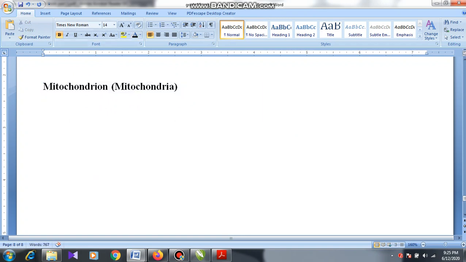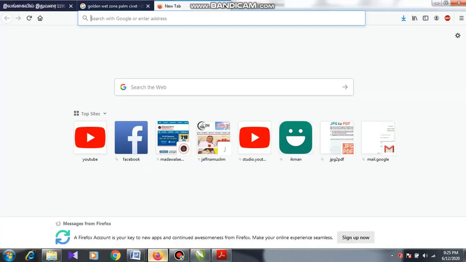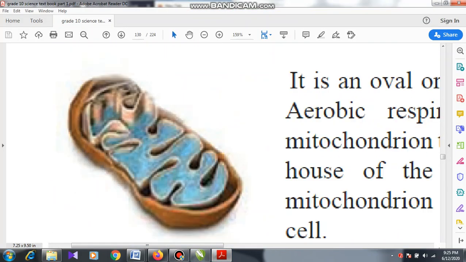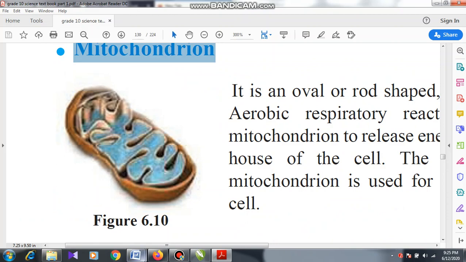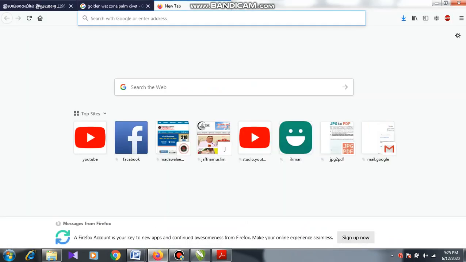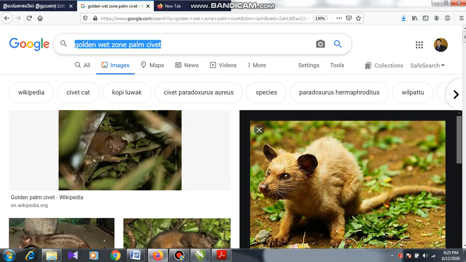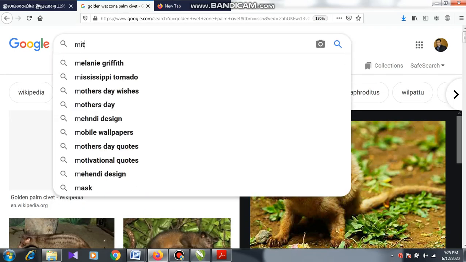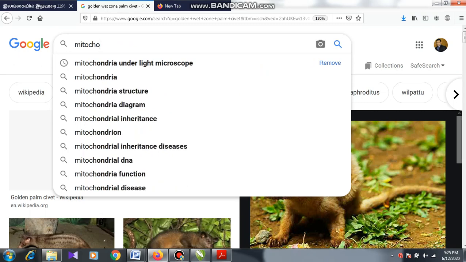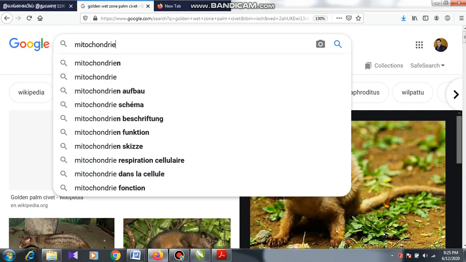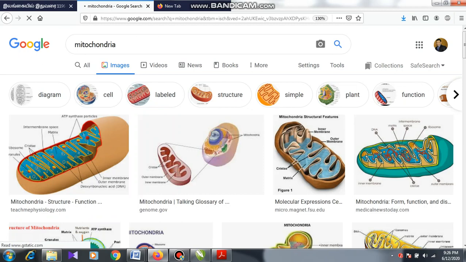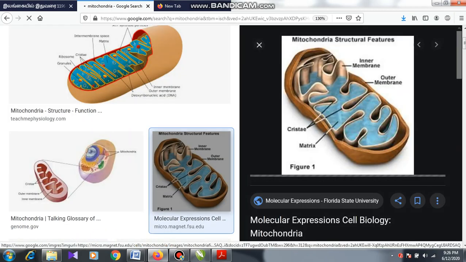Okay, my children, mitochondria. If you take the appearance of mitochondria as a structure this way, we can go for some other mitochondria pictures to see how it looks. This is the picture. The other one is not clear, but this is clear.